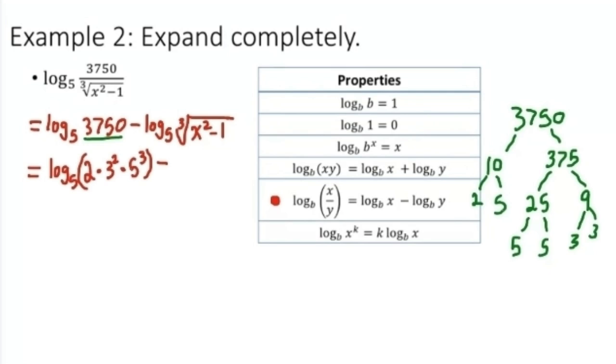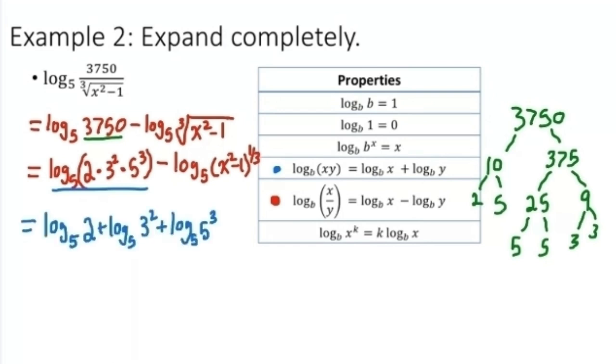As for the cube root of x squared minus 1, cube roots, or nth roots in general, can always be rewritten as exponents. So the cube root of x squared minus 1 can be rewritten as x squared minus 1 to the 1/3. Now, for the first log, we're taking the log of the product of three numbers. We can apply the product rule, and even though the product rule here states a product of two numbers, it can be applied to 3, 4, 5, or any number of numbers being multiplied together. We would just write each factor in its own log. So log base 5 of 2 times 3 squared times 5 cubed becomes log base 5 of 2 plus log base 5 of 3 squared plus log base 5 of 5 to the 3rd.